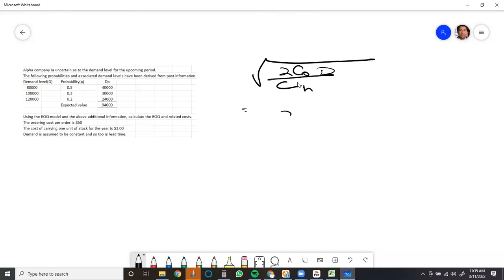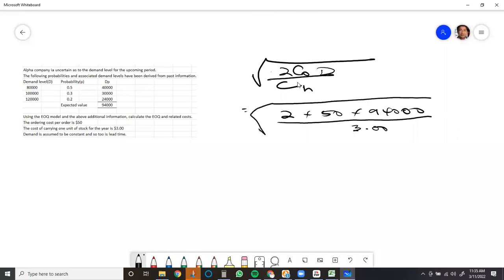This obviously would be 2. The ordering cost per order is $50, and for annual demand we are using the expected value. That is divided by $3, and you take the square root of it all. Okay.